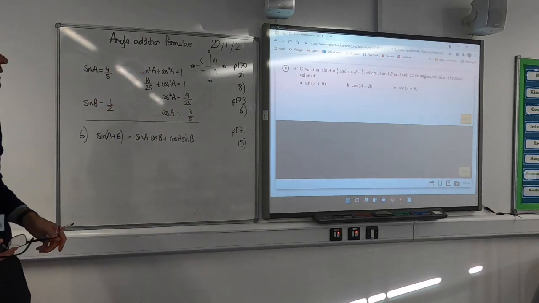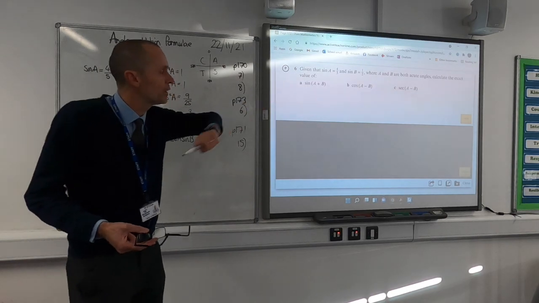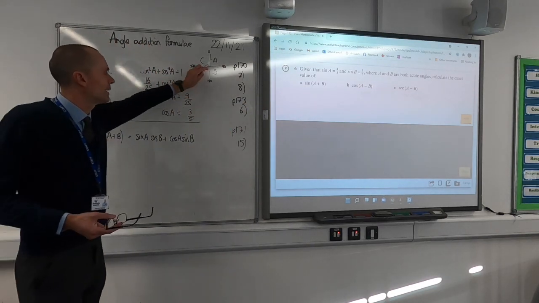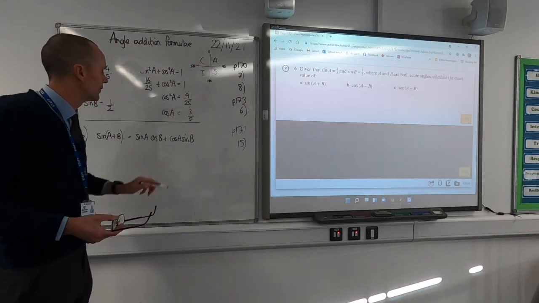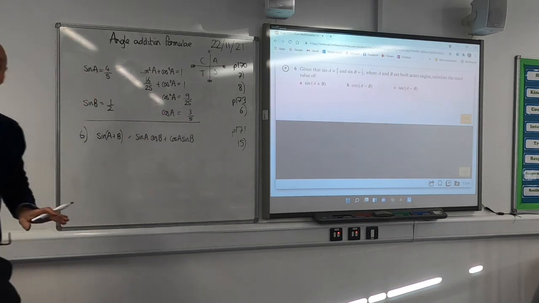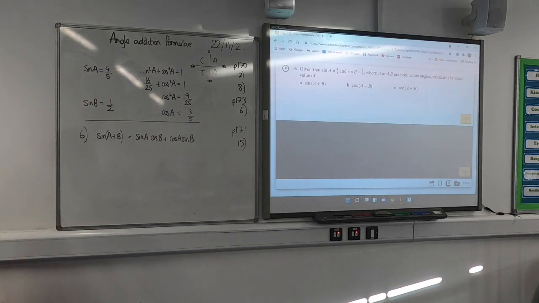However, we're told that A and B are acute. So I know that they're between 0 and 90, so I know it's positive. So I've got cos A is 3/5, which is positive. So the only thing you now need to work out is cos of B using the same process. That's going to be a surd.